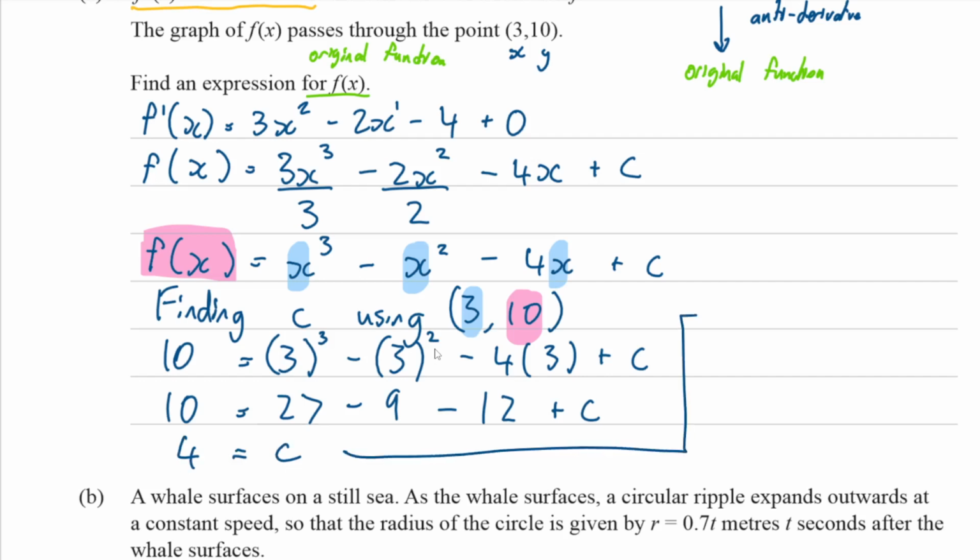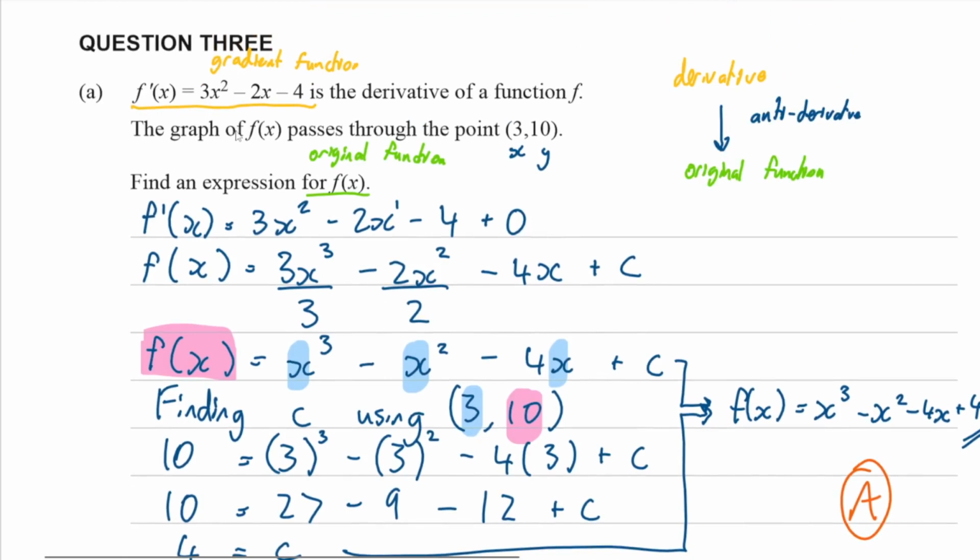So then putting it together, we now rewrite our function f of x as x cubed minus x squared minus 4x plus c, where c we solved is plus 4. And that would be our final solution. Cool. And this is an achieved question because we took the antiderivative to find f of x, and then we substituted in a point, (3, 10), to find c, and then put it together for our final answer.